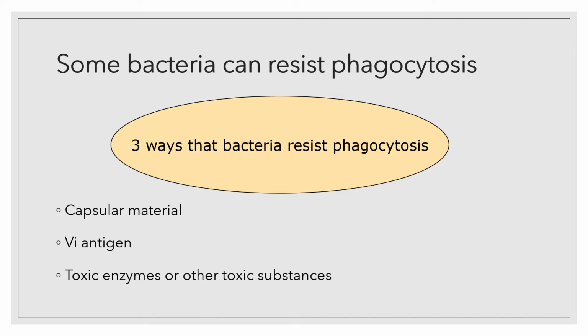There are certain organisms that produce what's known as a VI antigen, which is an envelope antigen on the surface of some bacteria that makes it resistant to phagocytosis. And then we have toxic enzymes and other toxic substances that bacteria use to resist phagocytosis. For example, in Streptococcus group A, one of the toxic enzymes that they have is streptokinase. And then other toxic substances that you may have heard about in this class would be leukocidin, which is a chemical produced by Staph aureus that is actually deadly to other bacteria.